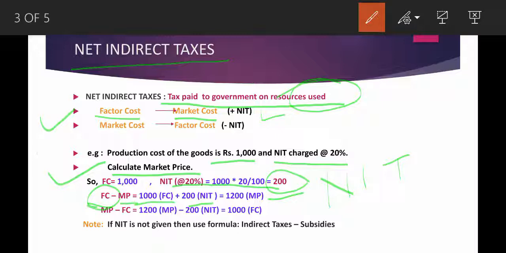Now in order to derive your factor cost, what will you do? If you have market cost and want to derive factor cost, you have to subtract NIT. So this is market price 1200, which we just got. 1200 minus 200, you will receive your factor cost again.